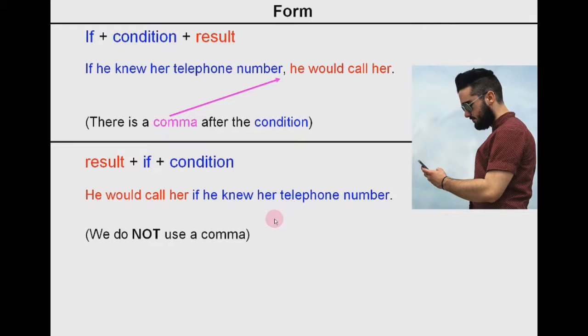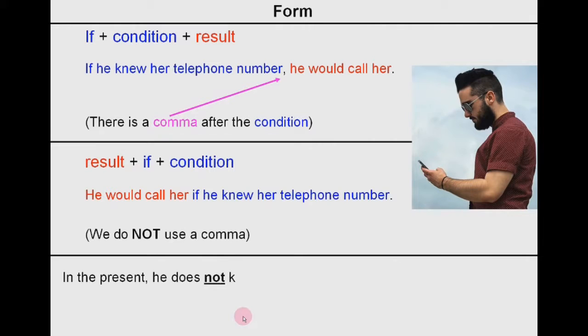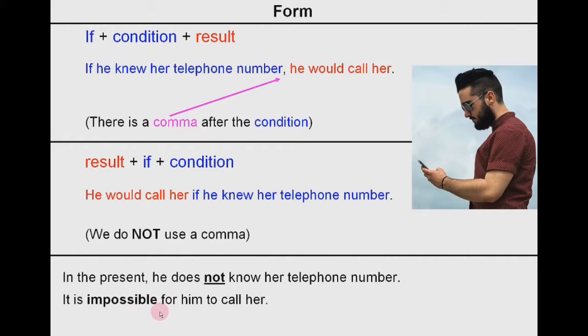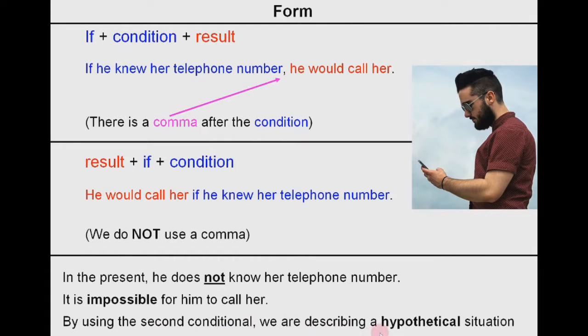Okay? So what is the meaning of this sentence? Well, in the present, he does not know her telephone number. It is impossible for him to call her. So, by using the second conditional, we are describing a hypothetical situation. If he knew her telephone number, he would call her. But, unfortunately, he doesn't know her telephone number, so in fact he can't call her. That is what we are saying here.